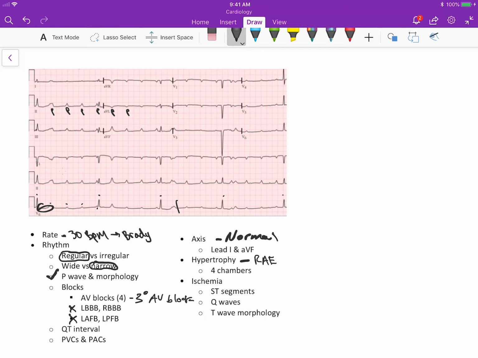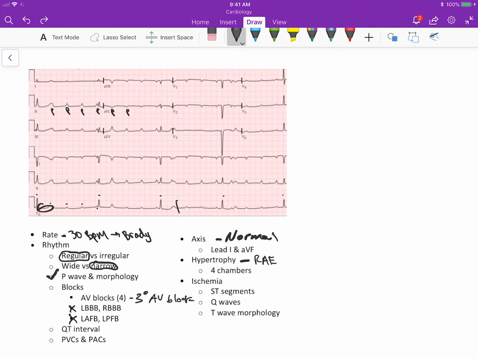Q waves, we see a Q in, what is that? Is that V1? Excuse me, that's a P, isn't it? That is a P. It's not a Q. I was looking down here, so. Oh, that's an R prime. Not convinced on the Q waves. T wave morphology looks normal.